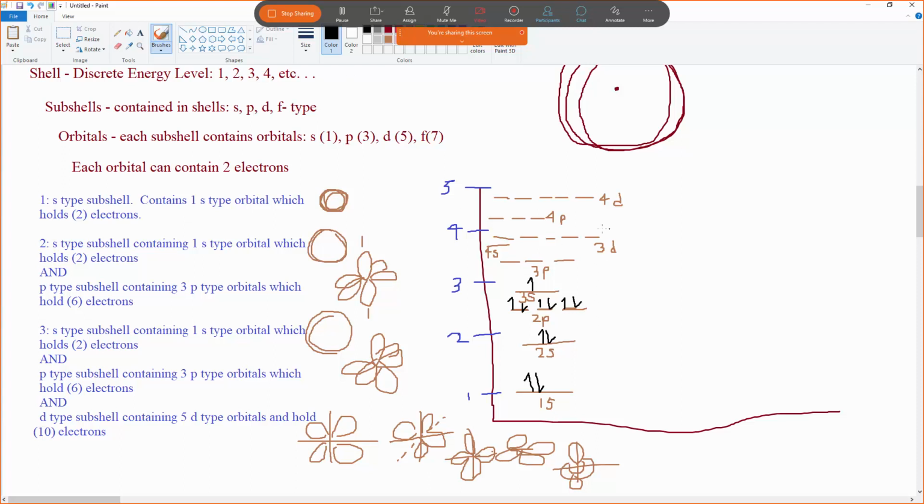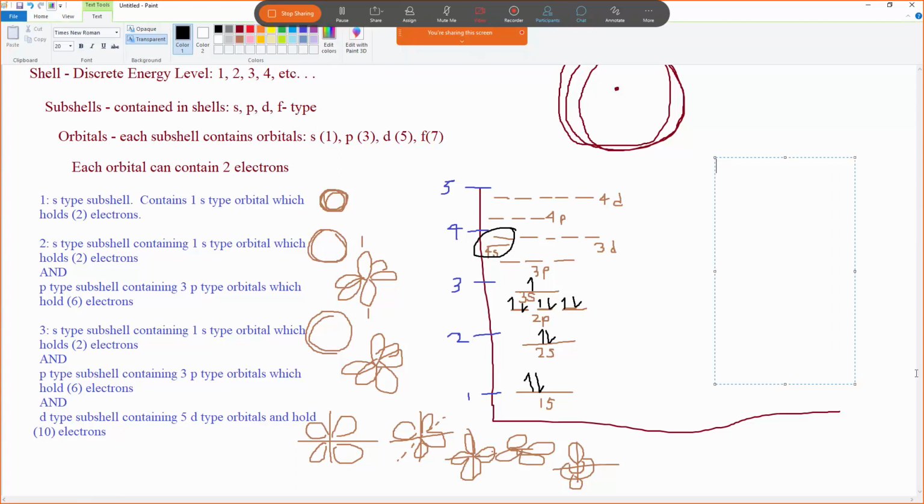except as we noted, there's some weird overlap going on between the 3d and the 4s. It happens again with the 4d and the 5s. And there's a little mnemonic device. I can show you how it works. You fill the 1s, and the 2s, and then the 2p, and then the 3s, and then the 3p, and then the 3d, 4s, 4p.